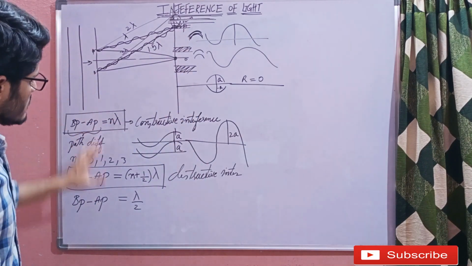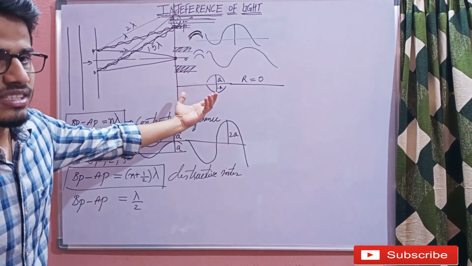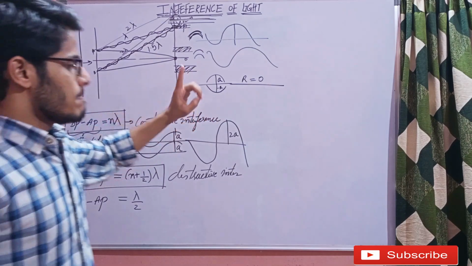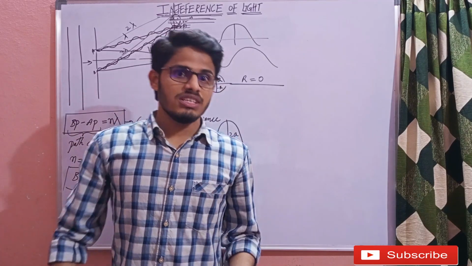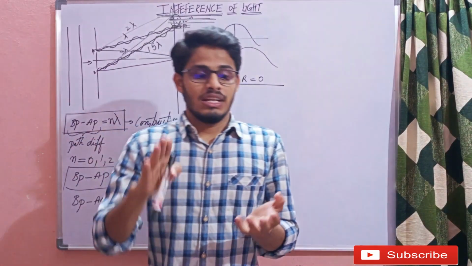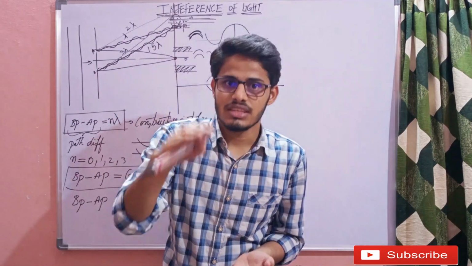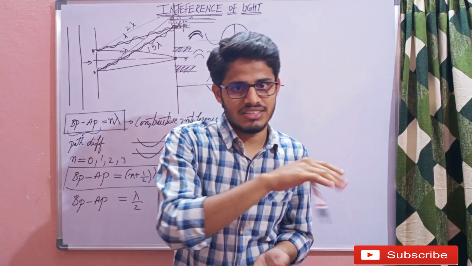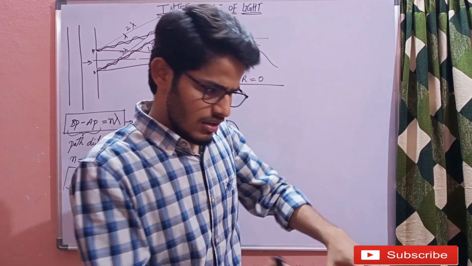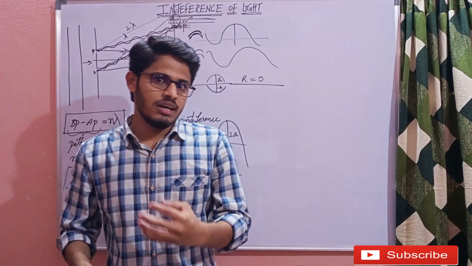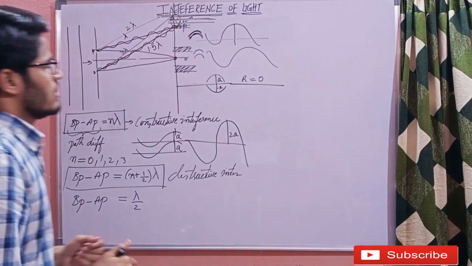Got it? So this is how Young explained the interference phenomena by using the principle of superposition. If you are using the principle of superposition, that thing on which you are using the principle of superposition should have wave nature. So that's how we have proved light has the wave nature.